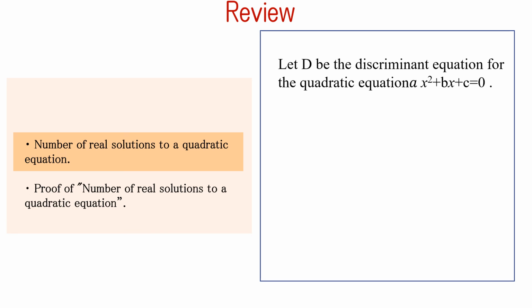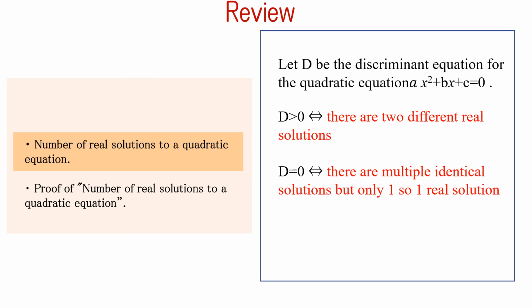Finally, let's review what we have learned. Let D be the discriminant of the quadratic equation ax squared plus bx plus c equals 0. The value of D allows us to determine the number of real solutions to the quadratic equation. If D is greater than 0, then there are two different real solutions. When D is equal to 0, there are multiple identical solutions but only one, so one real solution. And when D is less than 0, there are no real solutions.